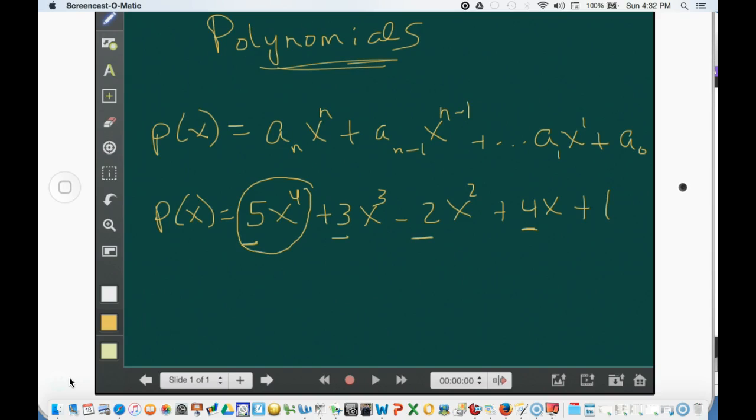I could have a polynomial that looks something like this, negative 4x cubed plus x minus 1, and this has many terms also. It's missing the x squared term, so the coefficient is 0, and we would say the highest degree here is 3, so this would be a third degree polynomial.